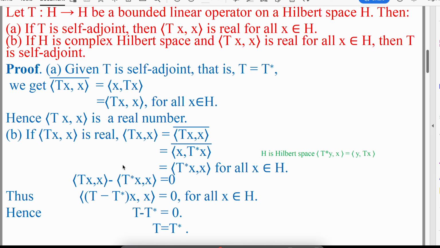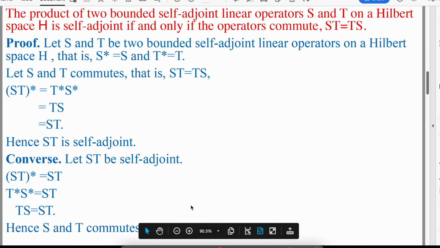So if you shift to the left hand side, inner product of Tx with x minus inner product of T star x with x is equal to 0. It means inner product of (T minus T star)x with x is equal to 0 for all x belonging to H. And this is possible only if this operator is equal to the 0 operator, or this is possible only if T equal to T star. So we have shown that if H is a complex Hilbert space and inner product of Tx and x is real, then T is self-adjoint because T equal to T star.